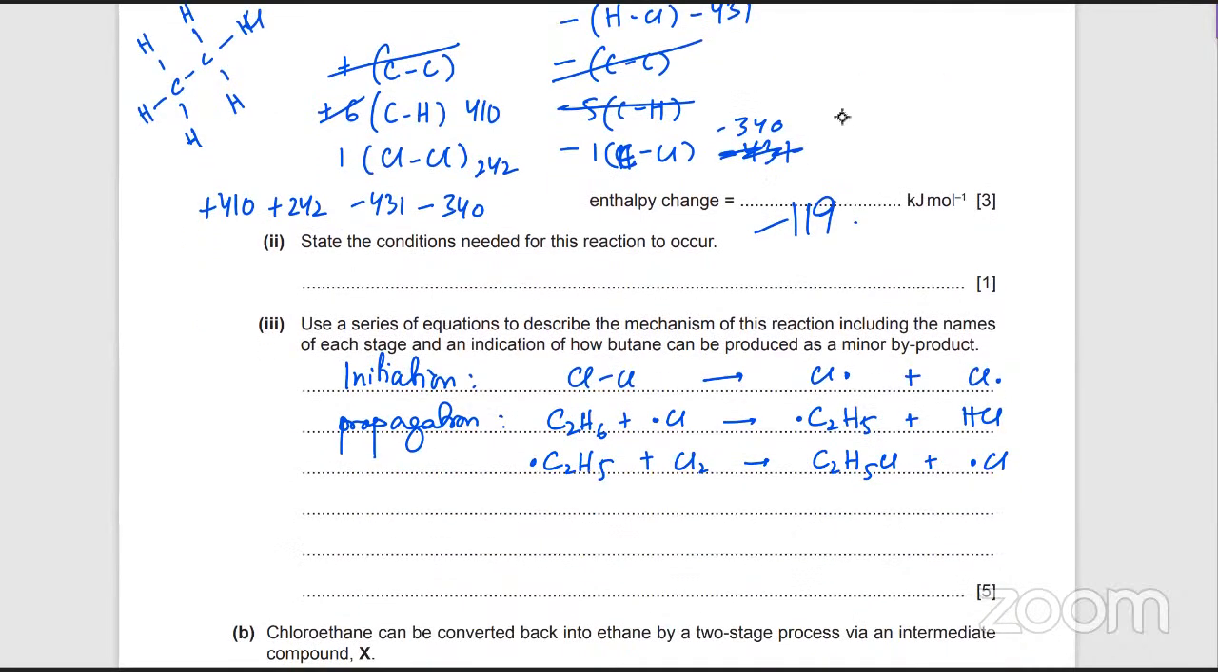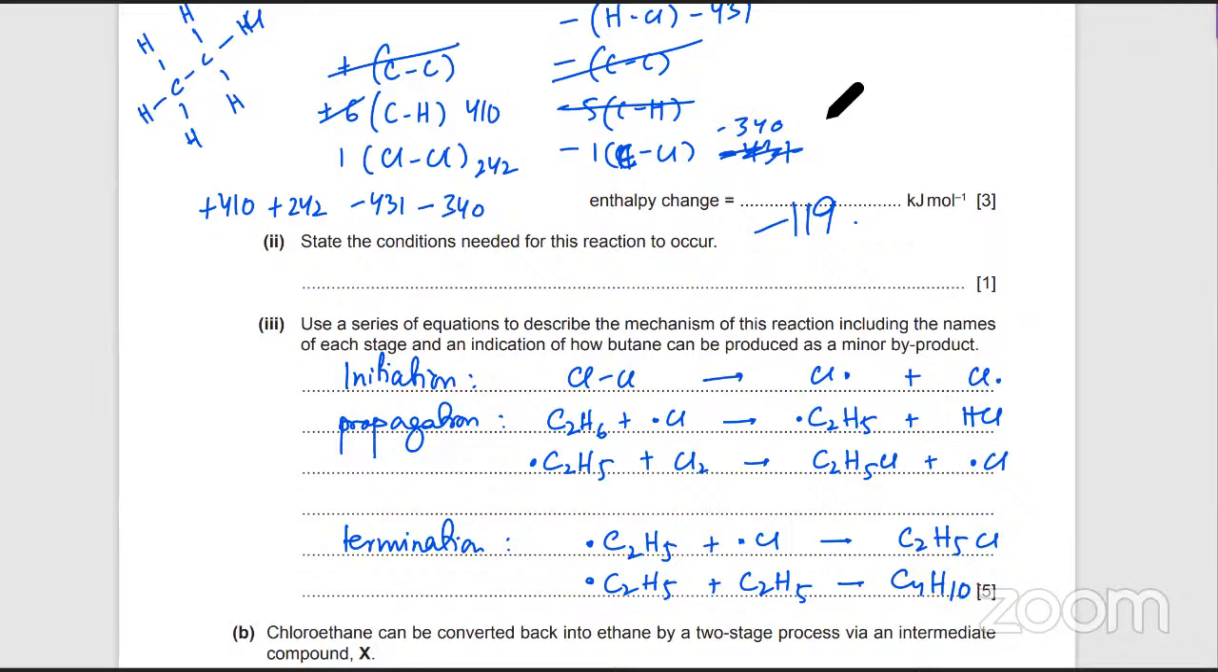And the propagation step will continue, and then you have a termination step. Termination में क्या होता है? Termination में any of the radicals would simply combine. So you have a C2H5 radical combining with a Cl radical, and they would form C2H5Cl directly. Or you could have two C2H5 radicals, and they would form a butane molecule, which is C4H10. ठीक है, तो ये आपके initiation propagation 5 marks हैं. ठीक है, remember mechanisms are important because it's always 3, 4, 5 marks. ठीक है, usually it's nothing less than 4 marks.